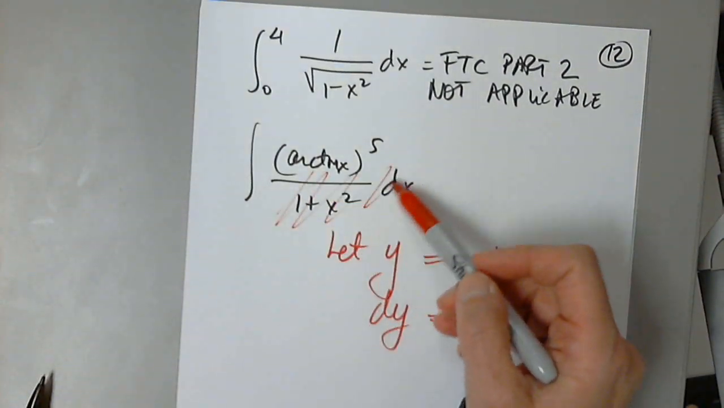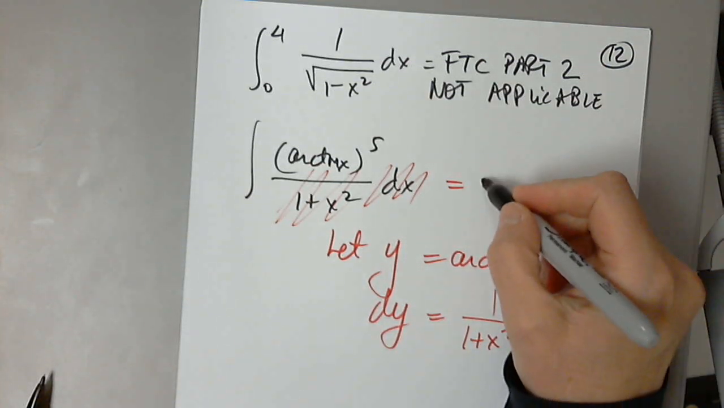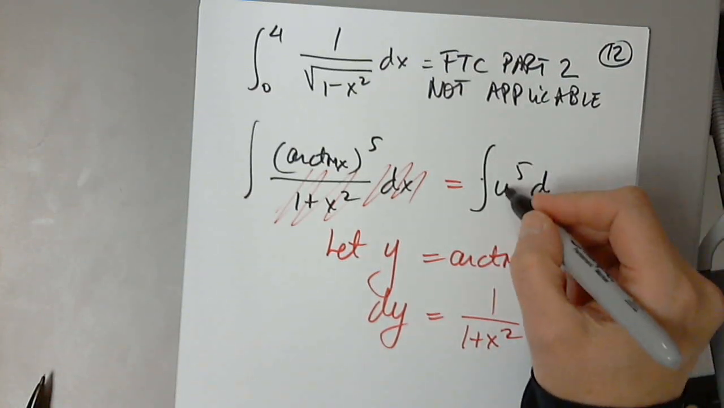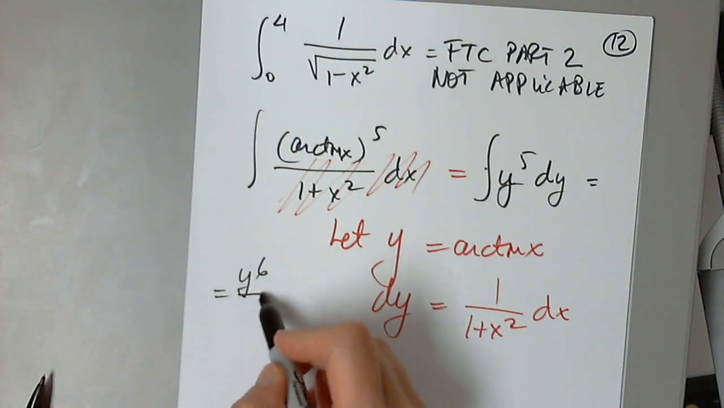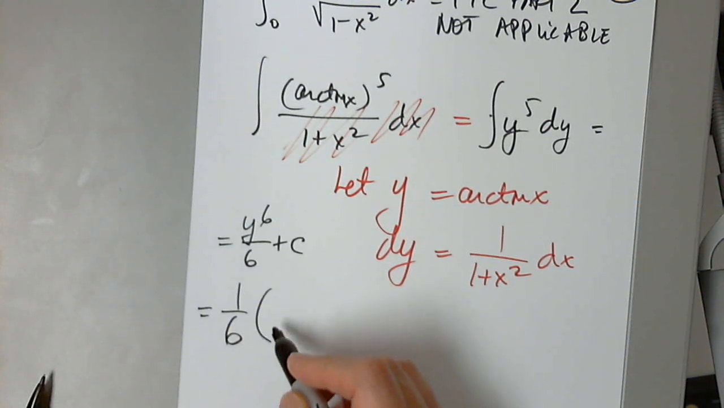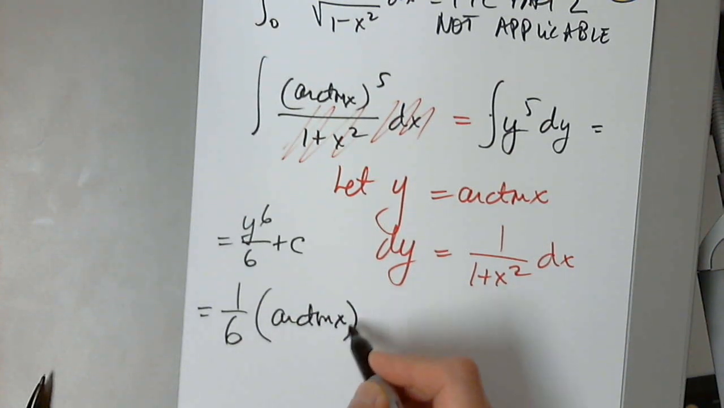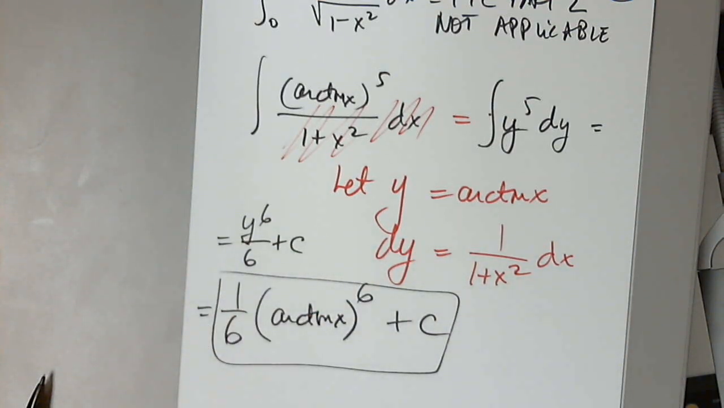So all this is dy. So then the entire integral becomes what? Yes, the integral of y to the fifth dy, very good, which is y to the sixth over 6 plus a constant C, and I have to go back and rewrite 1 over 6 arctangent x to the 6th power plus a constant C. Very good.